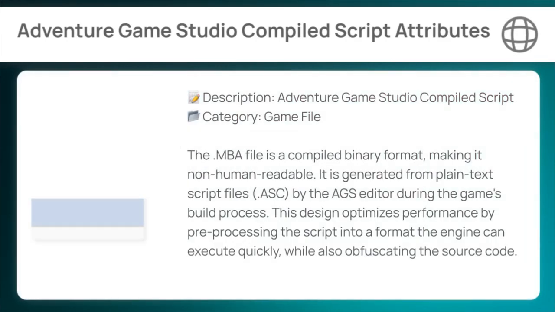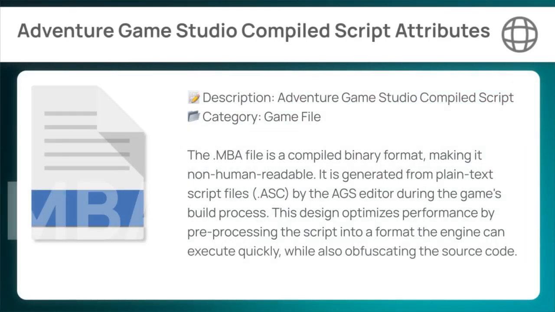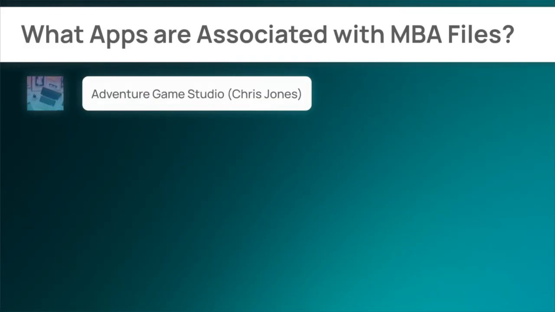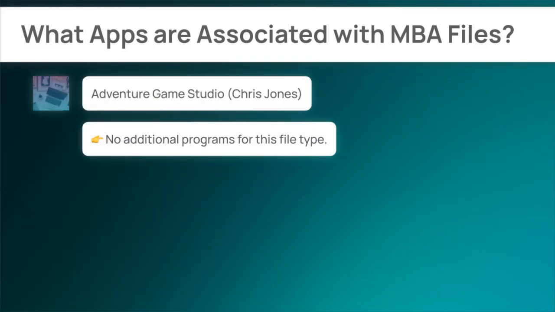The MBA file is a compiled binary format, making it non-human-readable. It is generated from plain text script files, ASC, by the AGS editor during the game's build process. This design optimizes performance by pre-processing the script into a format the engine can execute quickly, while also obfuscating the source code. The operating system preferentially attempts to open MBA using Adventure Game Studio from Chris Jones.